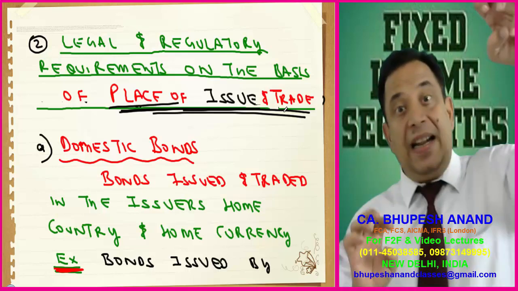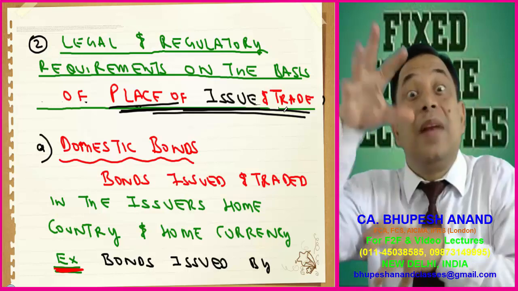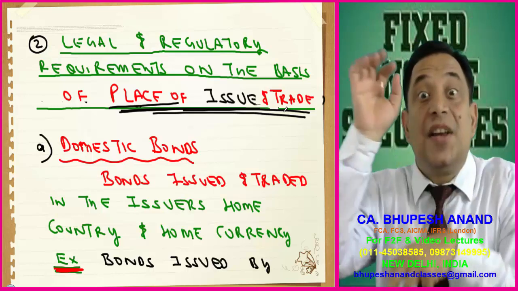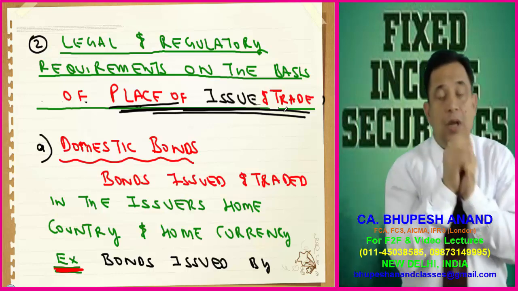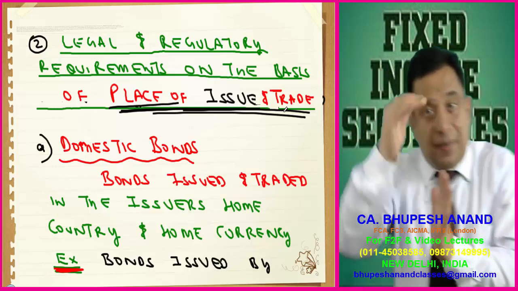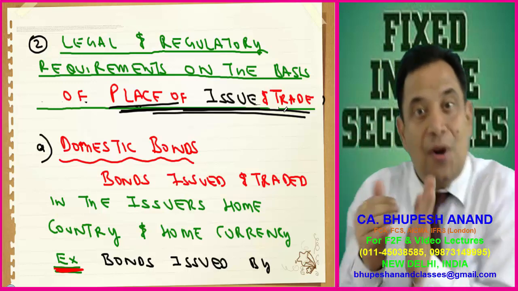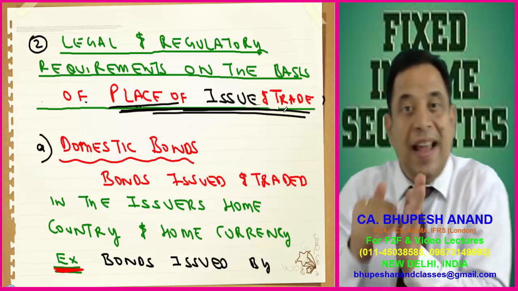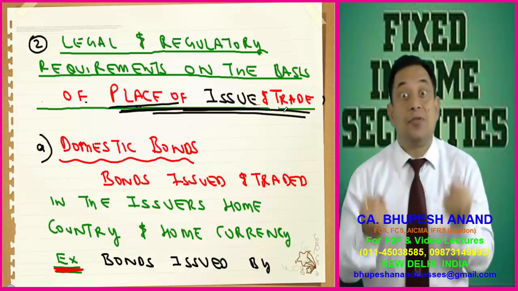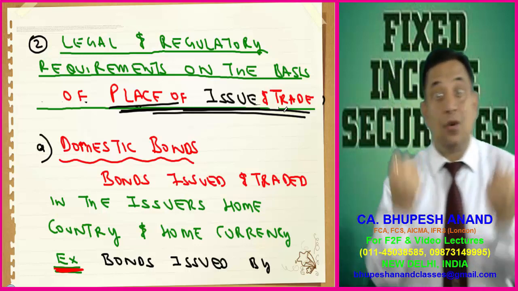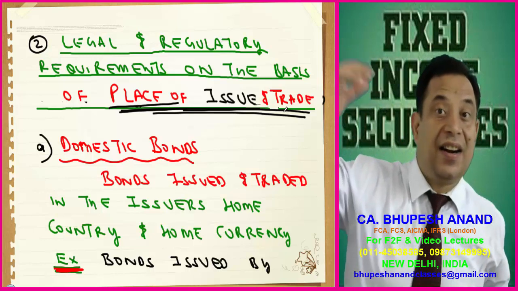So the legal and regulatory framework depends upon the place where they are issued and traded. In point number 2, I have bifurcated the bonds into 3 types. One is domestic bond, second is foreign bond, and third is euro bonds. Once we are aware of which type of bond it is, we can have an idea of the taxation and the legal and regulatory framework.